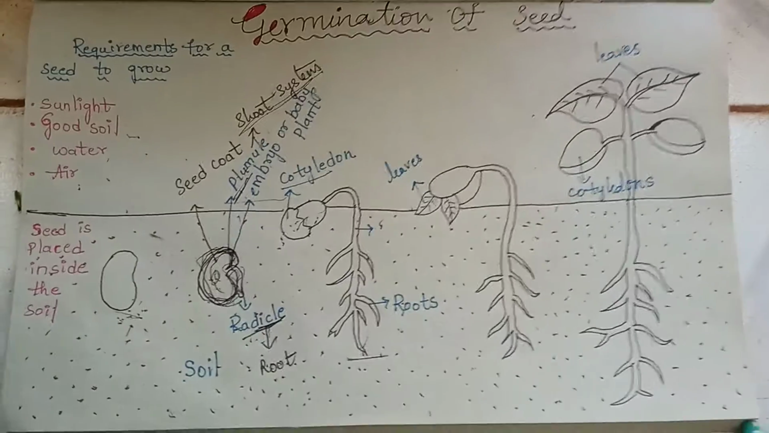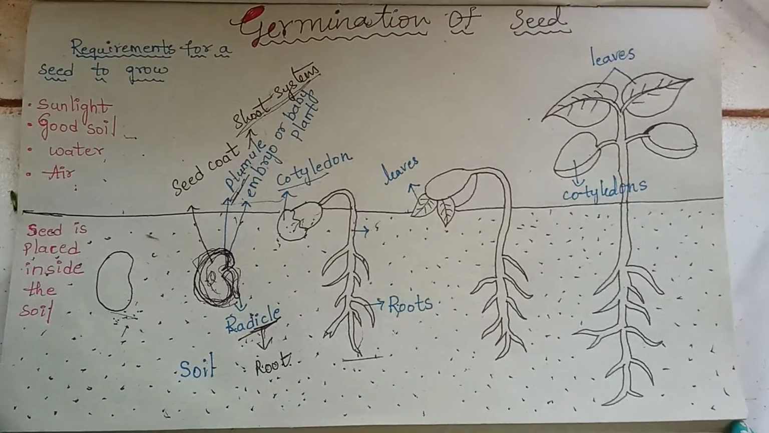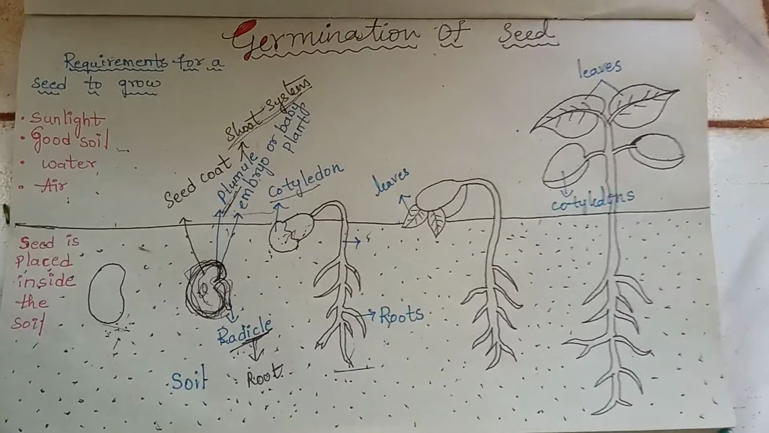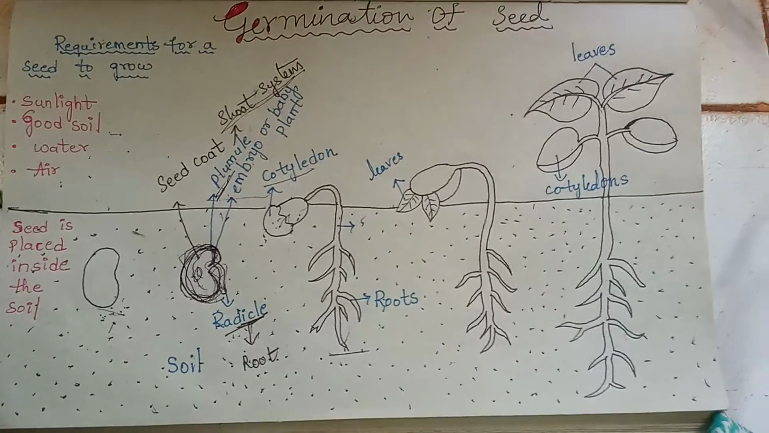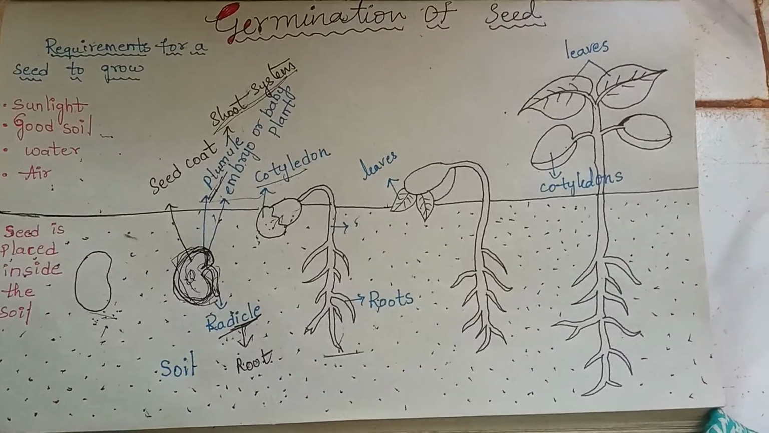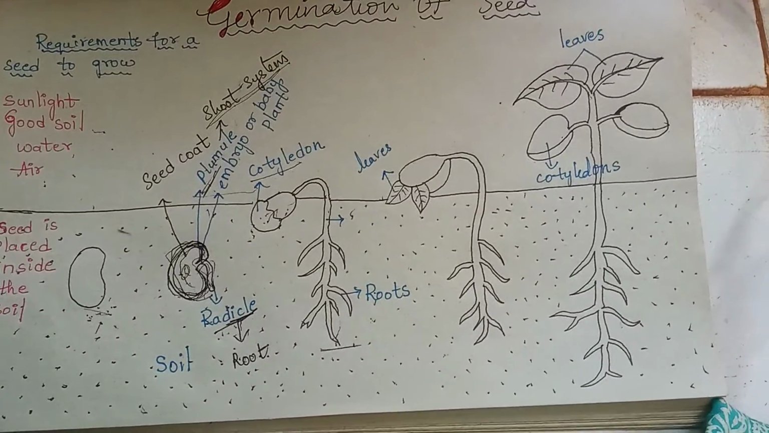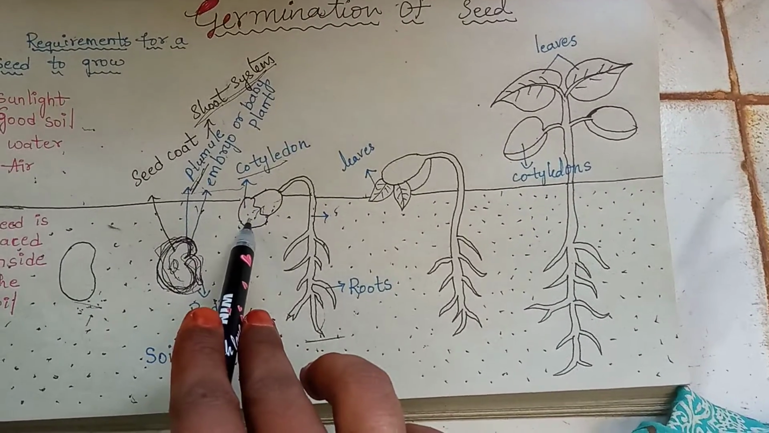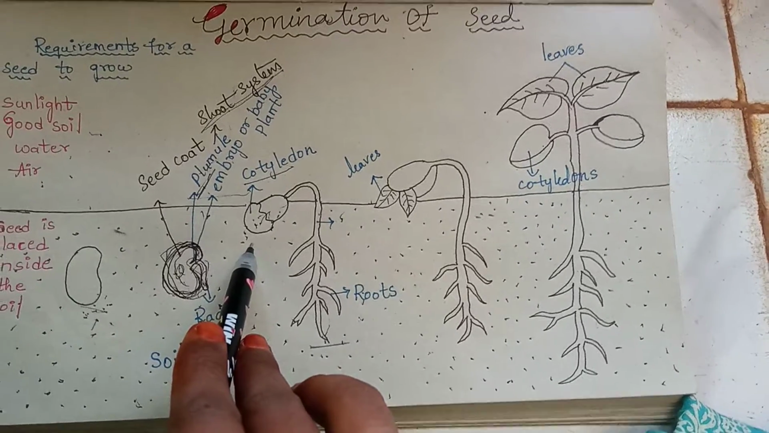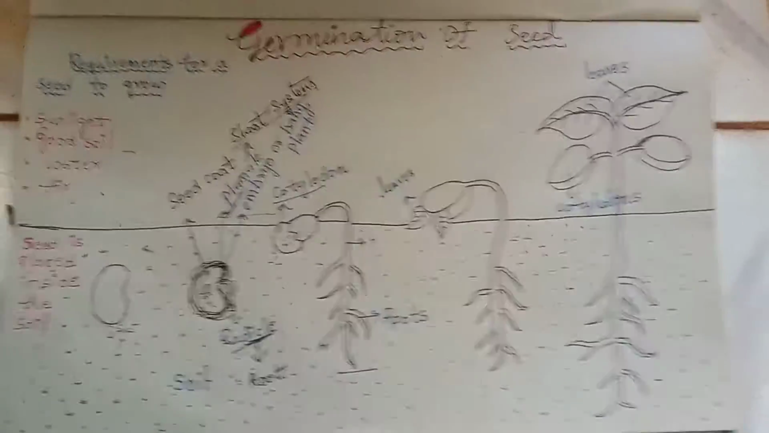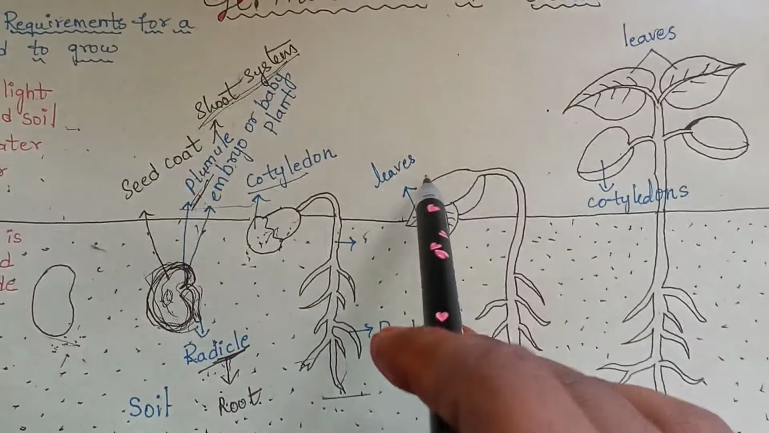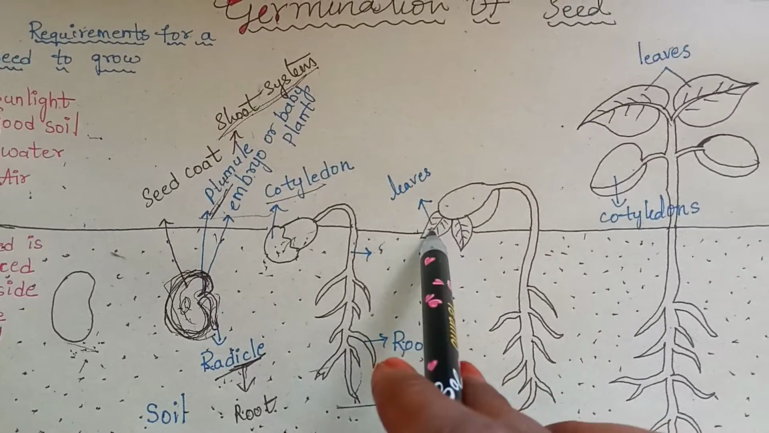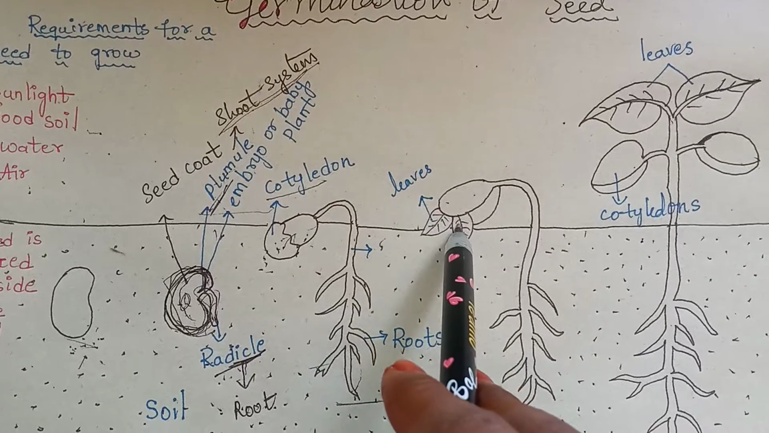So what is the use of cotyledons? Cotyledons store the food for the growing embryo. They provide all the nutrients and food required for the embryo to grow into a new plant. After the leaves are formed, the cotyledon shuts down and falls on the ground. In the next step, after a few days, the embryonic leaves will start coming out from the embryo. These are called the embryonic leaves.